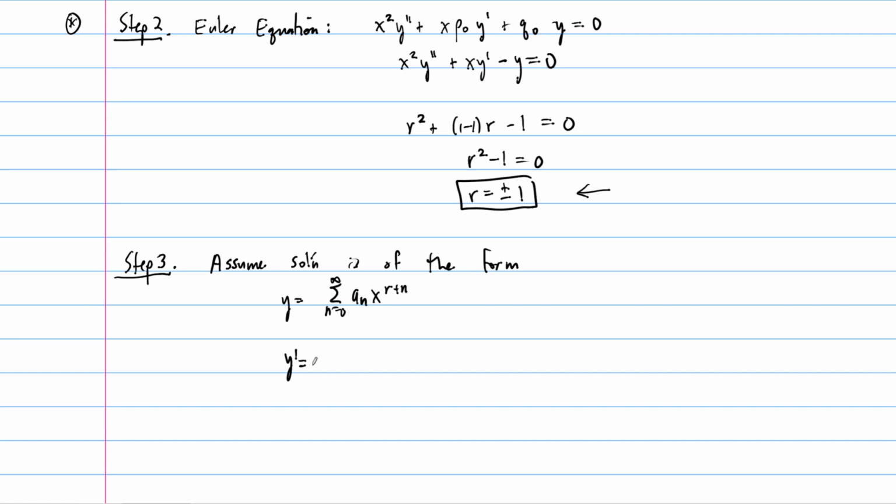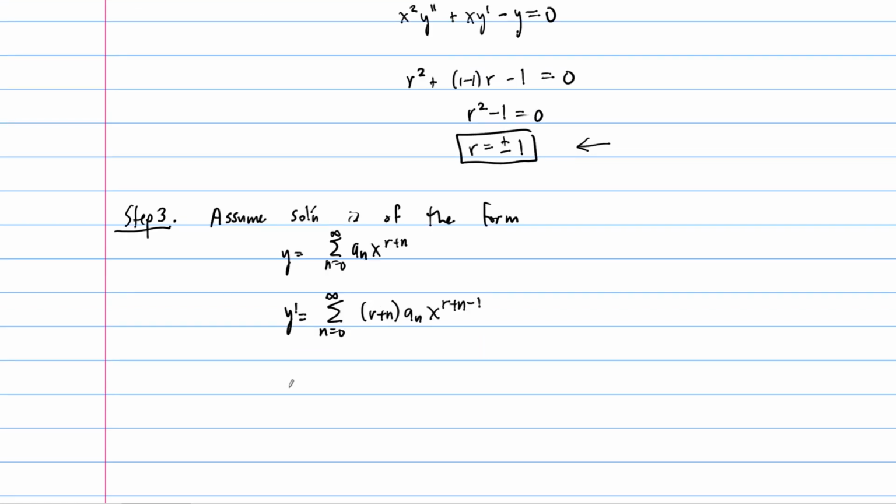So what you get then is when you take the derivative, the first derivative is the sum from 0 to infinity of r plus n times a sub n times x to the power r plus n minus 1, right? Power rule still applies. And then y double prime is going to be the sum, n from 0 to infinity, of r plus n minus 1 times r plus n times a sub n x to the r plus n minus 2. All right, so these are the function that we're looking for, the solution, its derivative, its second derivative.